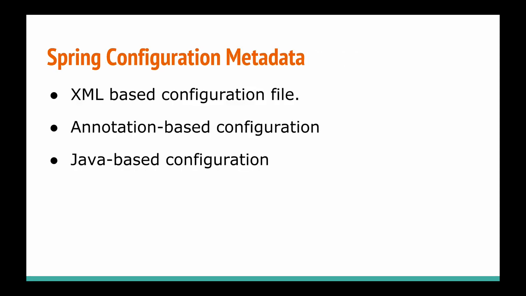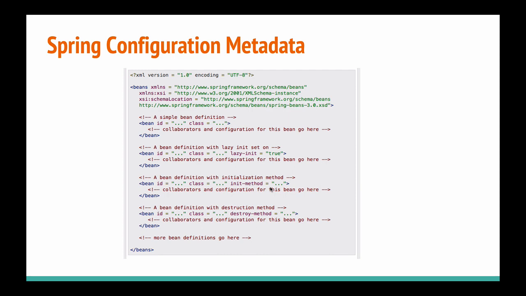So the Spring configuration metadata is very important. The Spring IOC container is totally decoupled from the format in which this configuration metadata is actually written. Following are the three important methods to provide the configuration metadata to the Spring container. The first is an XML-based configuration file, the second one is annotation-based configuration, and also there is Java-based configuration.